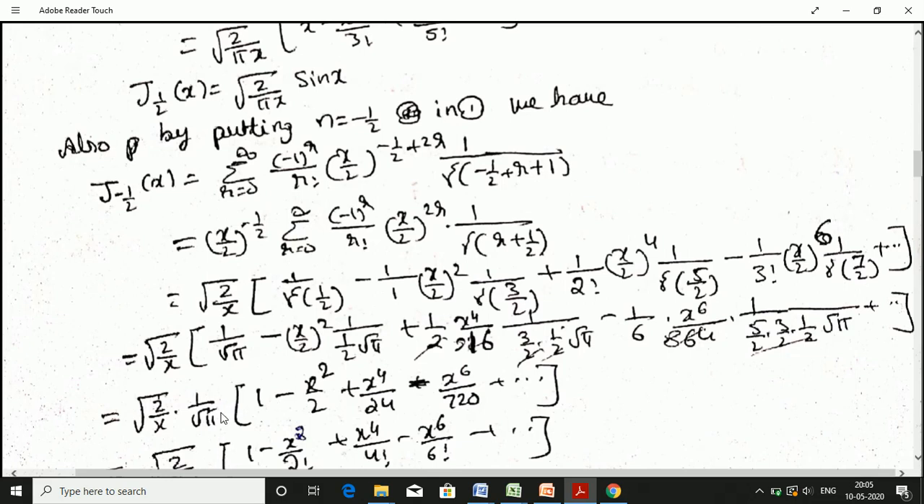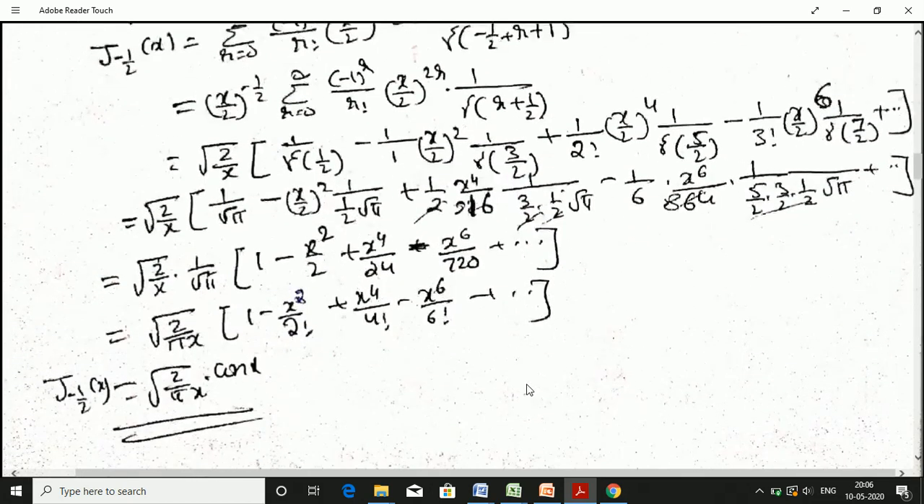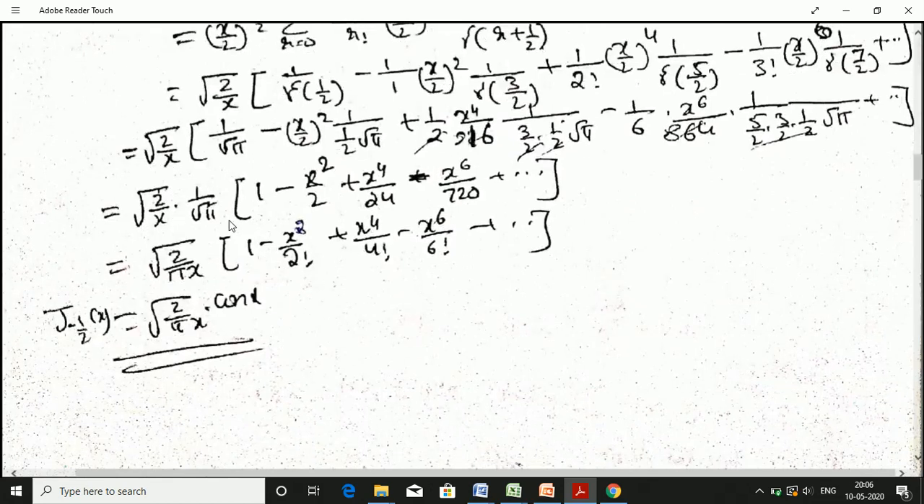In all the terms 1 by root pi is common, just take that outside, remaining is 1 minus x squared divided by 2 (4 divided by 2, the 2 cancels), plus x to the power of 4 divided by 24 minus x power of 6 divided by 720 plus dot dot. On simplification, this is square root of 2 divided by pi x into this, which is nothing but the cosine series. That is, J minus half of x is equal to square root of 2 by pi x into cos x. Only 2 problems.